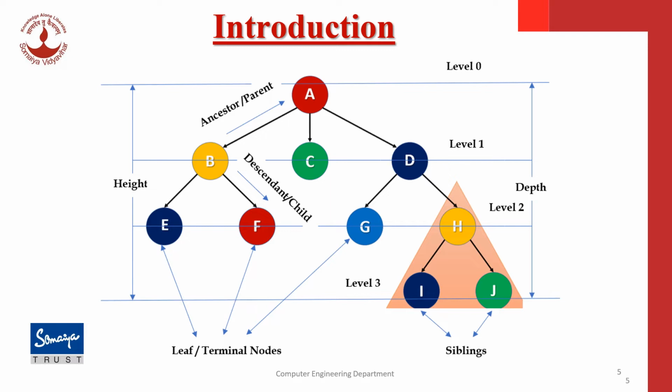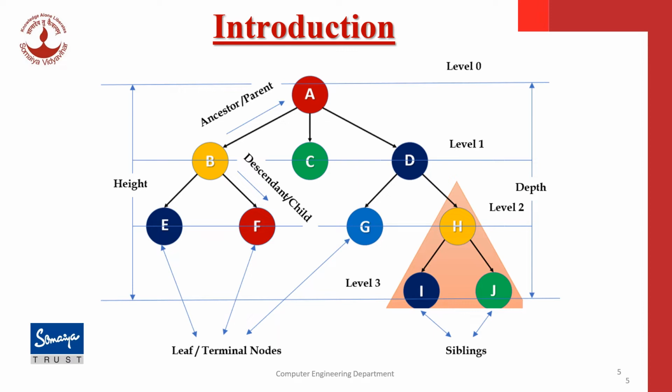Now, in this diagram, what we observe is nodes E, F, G, I and J are the leaf nodes. Leaf nodes means those nodes which are further not divided. They are called leaf nodes or terminal nodes. Then E and F are sibling nodes because they belong to the same parent B. I and J are sibling nodes because they belong to the same parent H.